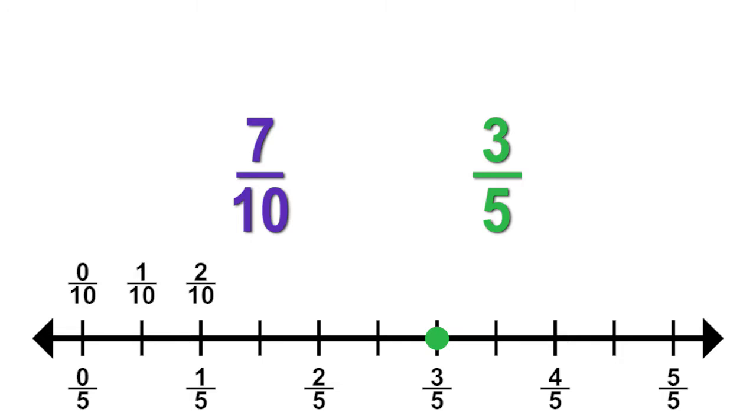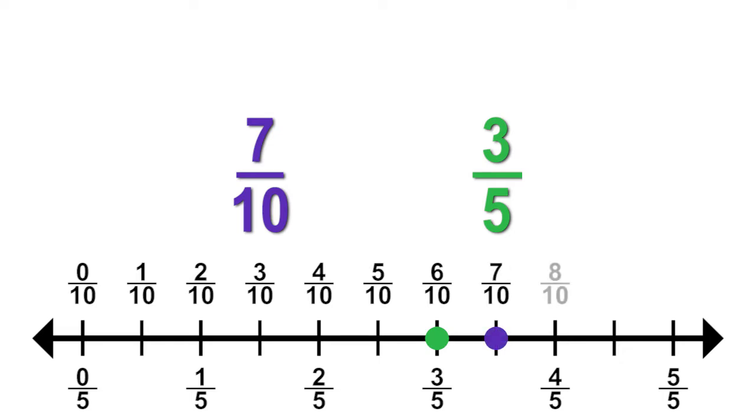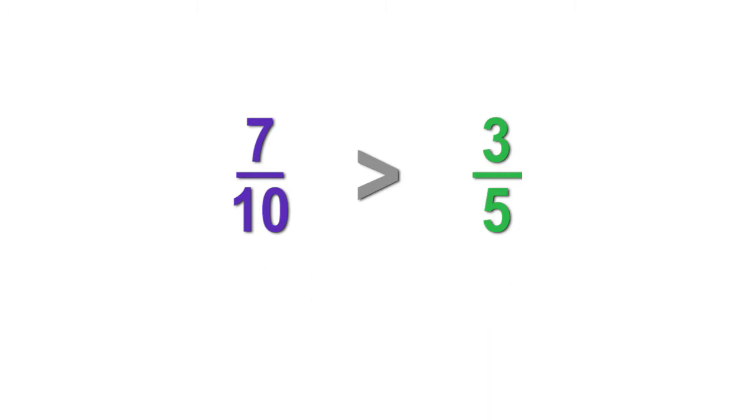1/5 is equal to 2/10. 2/5 is equal to 4/10. 3/5 is equal to 6/10, and 4/5 is equal to 8/10. On the number line, we can see that 3/5 is the same as 6/10, so 7/10 is greater than 3/5. We could also create a common denominator without using the number line.